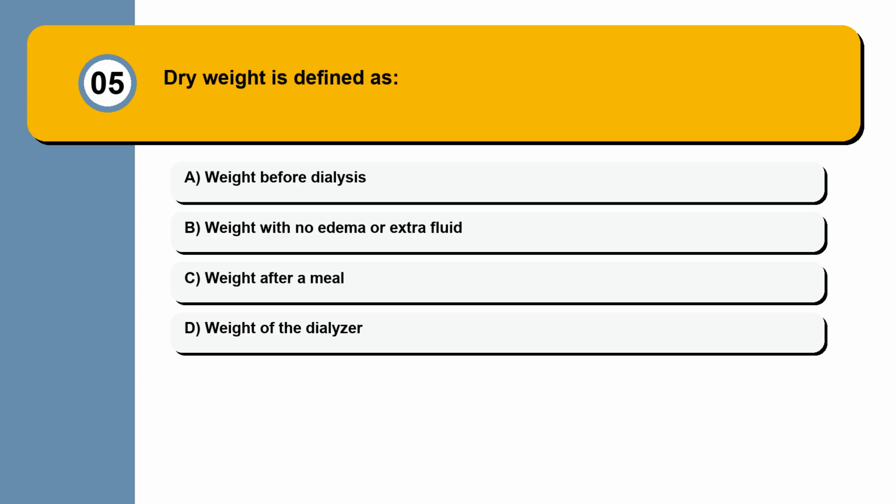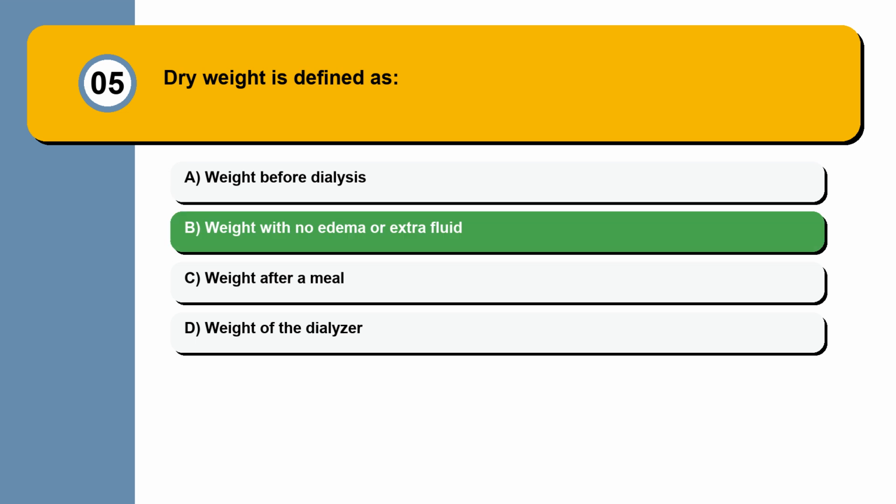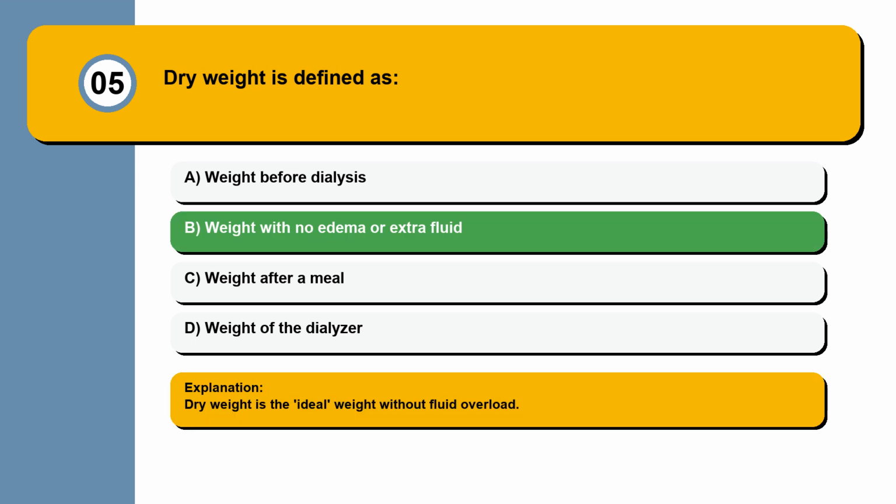Question 5. Dry weight is defined as: weight before dialysis, weight with no edema or extra fluid, weight after a meal, weight of the dialyzer. Dry weight is the ideal weight without fluid overload.